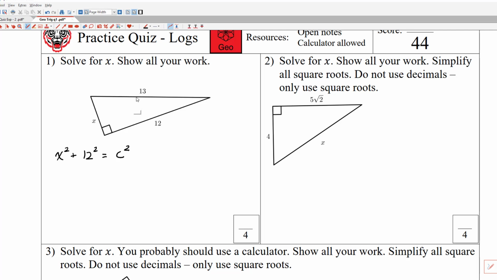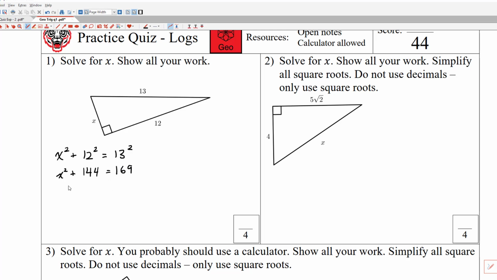No, not c squared. 13. 13 is your hypotenuse squared, Mr. Sindel. Jeez. Go ahead and expand these out. So this is going to be 144. We still have that x squared over here. That's going to be equal to 169. Hopefully you know your squares by now.